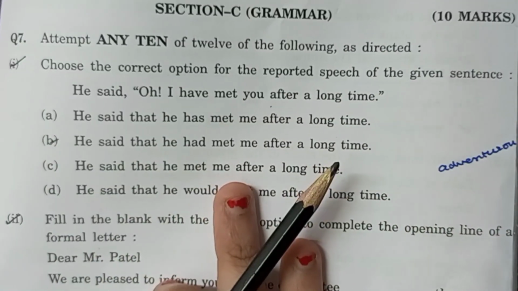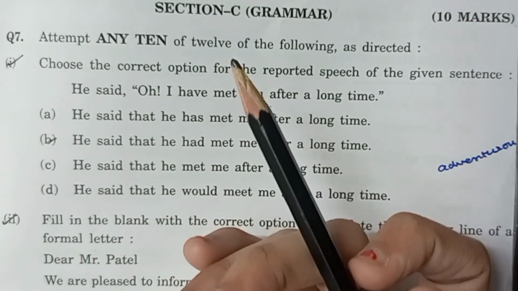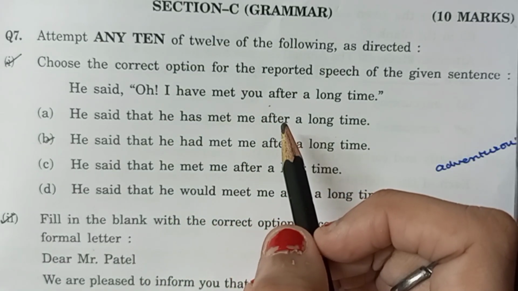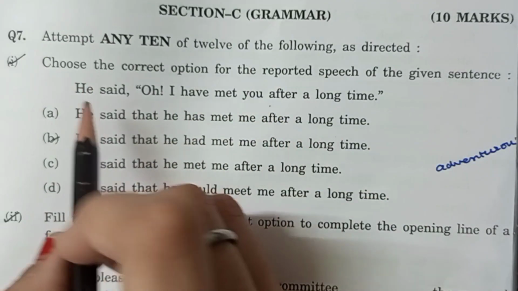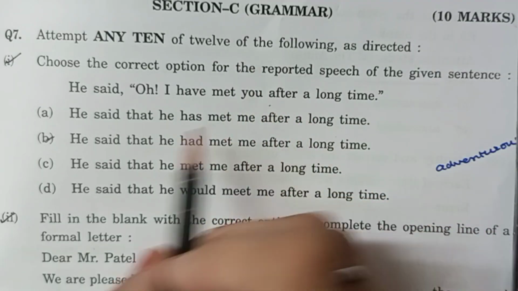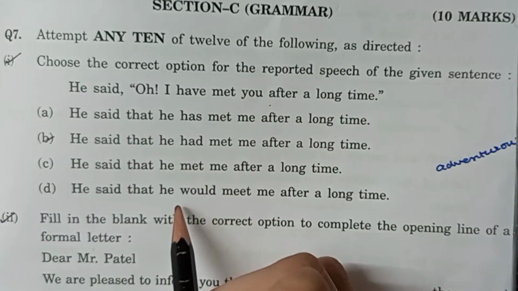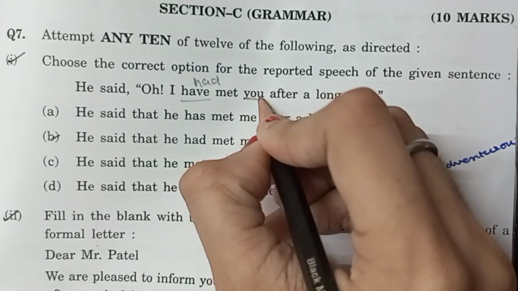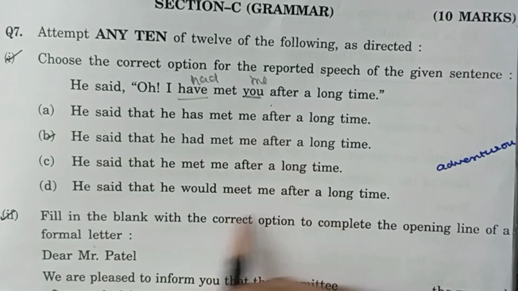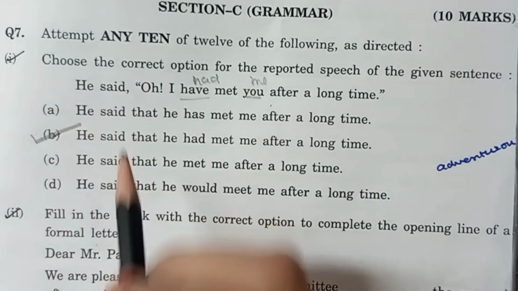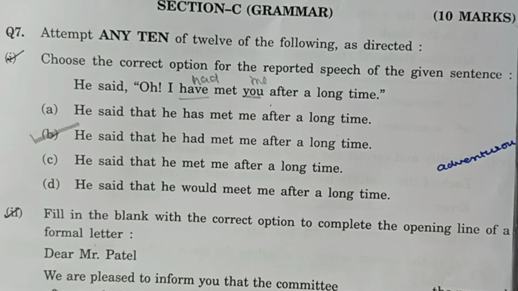So let us discuss it. We have to attempt any 10 out of the 12 given here. Choose the correct option that fits for this reported speech. He said, "Oh, I have met you after a long time." So he said that he, have changes into had, met, me or him. So me is given, so we'll take him after a long time. So the best fit here is he said that he had met him after a long time.